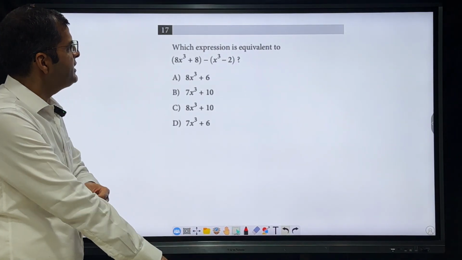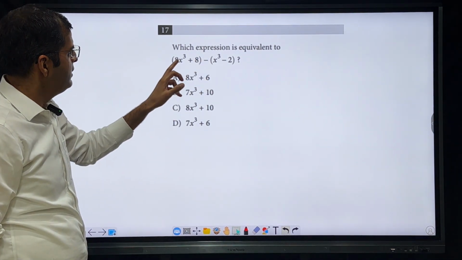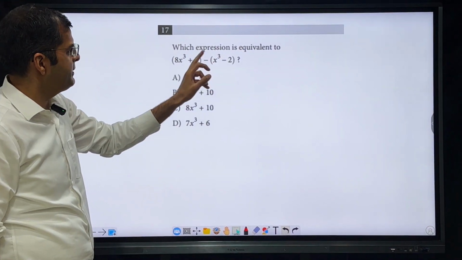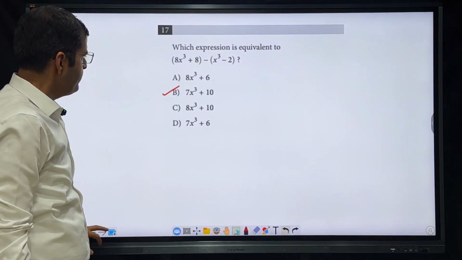Now this question says, which expression is equivalent to this? So 8x cubed minus x cubed is 7x cubed, plus 8 minus minus 2. Minus minus 2 means plus 2. Plus 8 plus 2 is plus 10. So it is 7x cubed plus 10. Answer option B is correct.